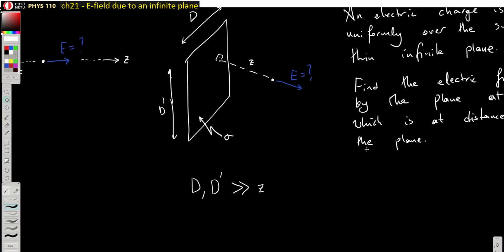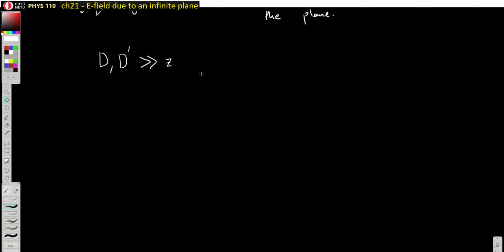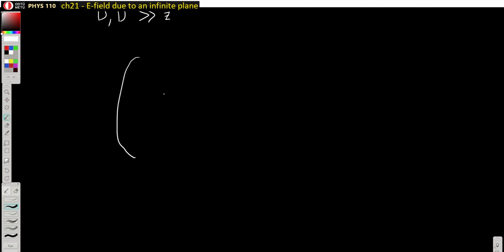Okay, so how do we solve this problem? Well, since the plane is infinite, we don't have to think of it in like a square or a rectangle. We can think of it as a disk. So this is the approach that we are going to take. So suppose we have a disk with radius r, right? And suppose that my point is at a distance z from the center of the disk. So I know the expression of the electric field produced by that disk in here. This is the electric field. I'm going to write down an expression for this in a moment.